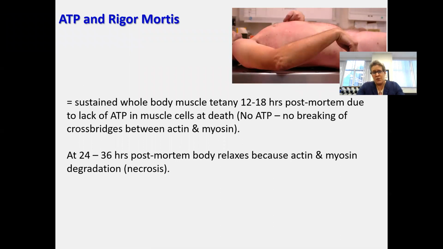Now, 36 hours after death, the body relaxes again. It's not that ATP has been magically created. It's that actin and myosin filaments are starting to decompose and the filaments are falling apart. And that's what's happening with that. All right. So without ATP, cross bridges can't be broken. Okay, let's continue on.